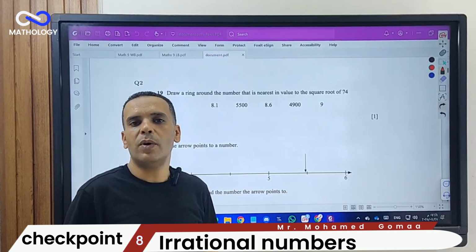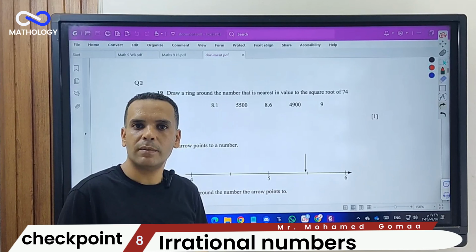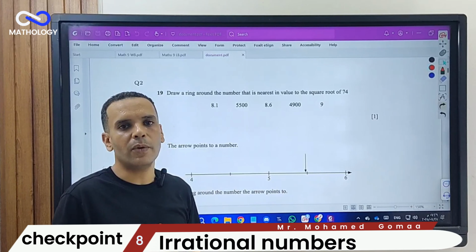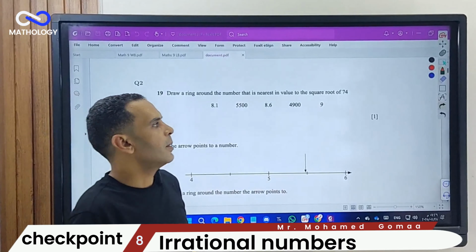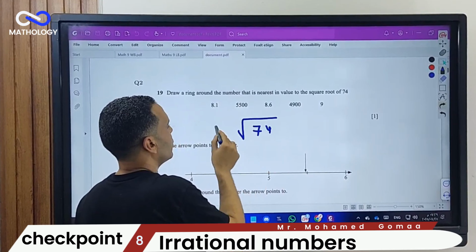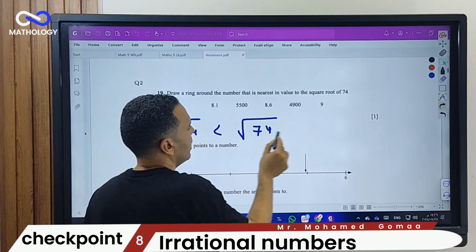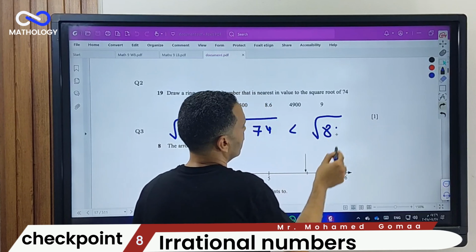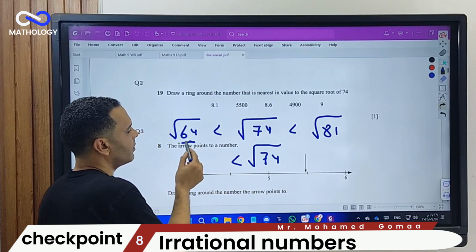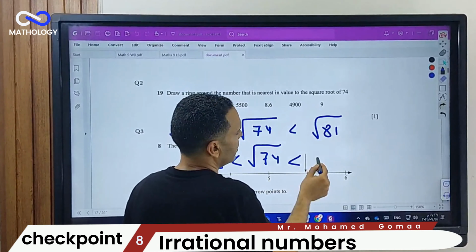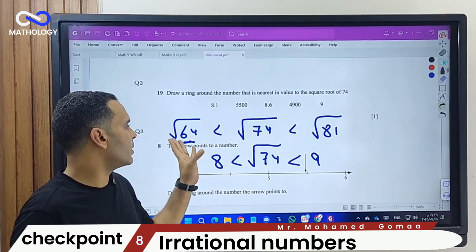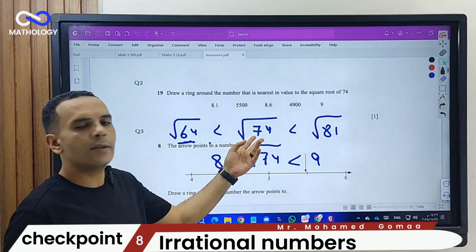There is 81, the square root of 81 equals 9, and before 74 there is 64. The square root of 64 equals 8. That means the square root of 74 is between the square root of 64 and the square root of 81. Okay? The square root of 64 equals 8, and the square root of 81 equals 9. But 74 is nearest to what number? Which number is nearest to 74?